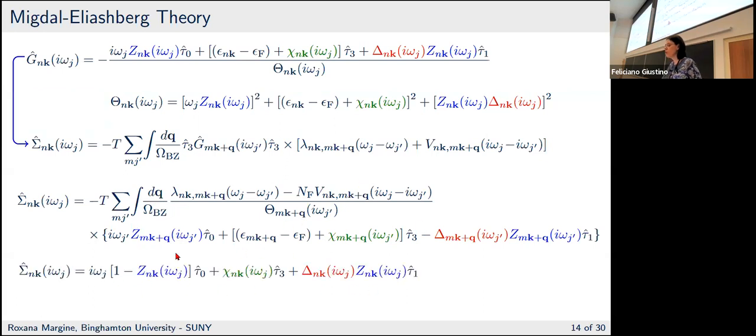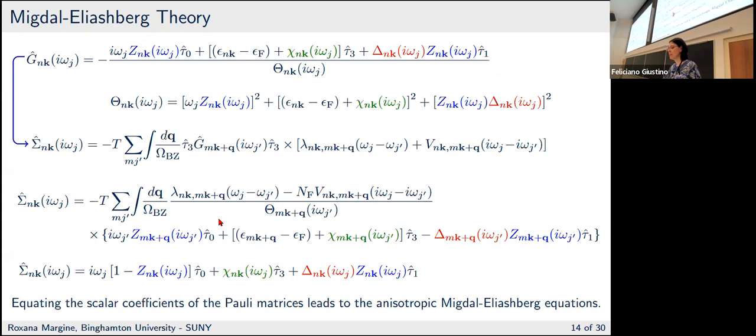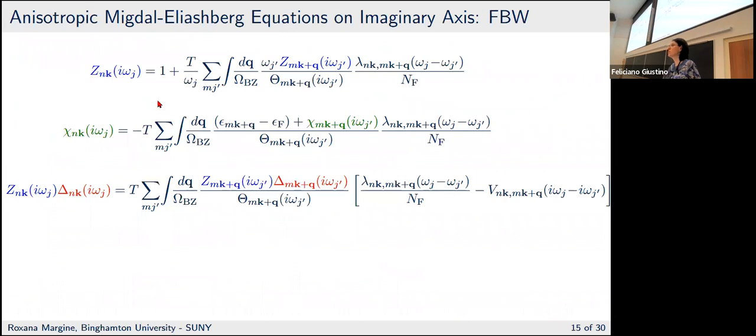And then we remember our original expression. If we just equate the coefficients of every matrix, we end up with the 3 equations that we need to solve. These are the anisotropic Migdal-Eliashberg equations. As you can see, both on the left and on the right, we have Z, chi, and delta. So this means that we need to solve them self-consistently. This is the most general form of the anisotropic equations. It is called the full bandwidth description, and we will see later why we call it like that.